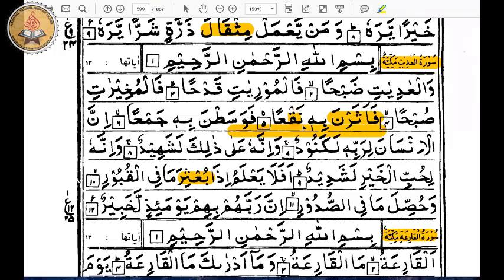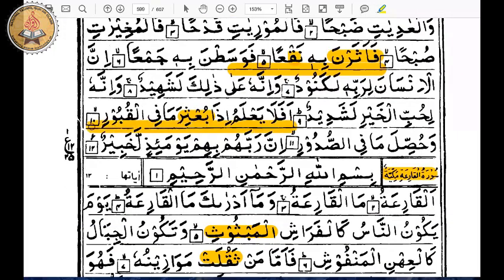You jerk on it. Yeah, exactly. So how would you read this? Excellent, very good. And just read this verse as well, please. أفلا يعلم إذا بعثر ما في القبور.